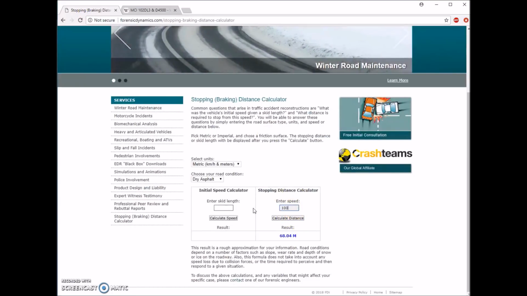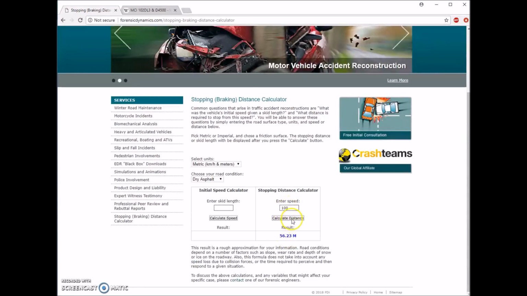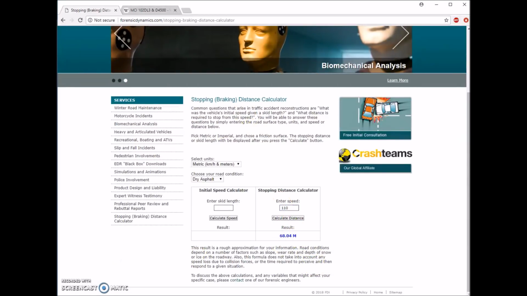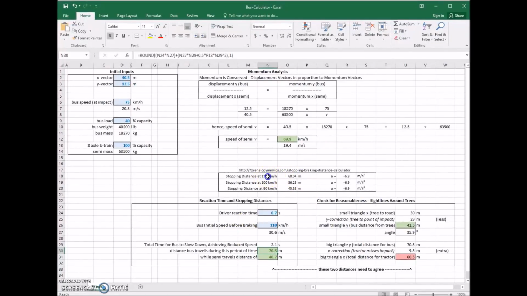And if you just type in different speeds, like at 100 kilometers per hour, it takes 56.23 meters to stop. At 110 kilometers per hour, it takes 68.04. So I typed, like, here's 110, 68.04. Here's 100, 56.23. And it calculated out right there. That's an acceleration. It doesn't matter which one I pick. It's an acceleration of about negative 7 meters per second squared.